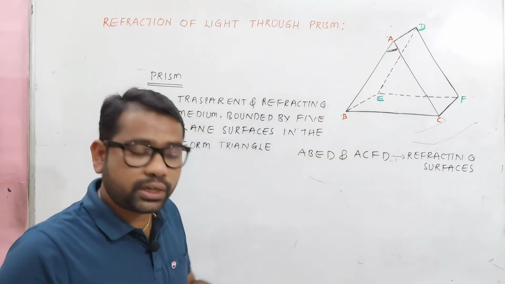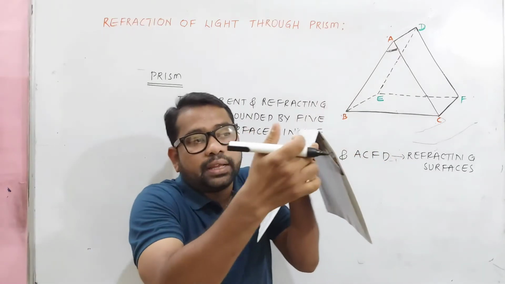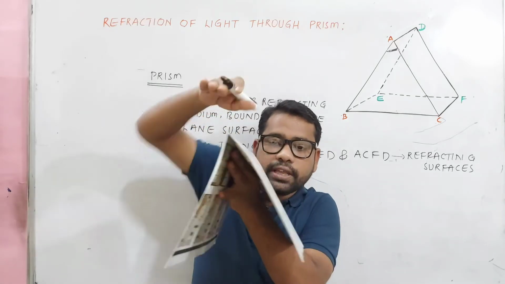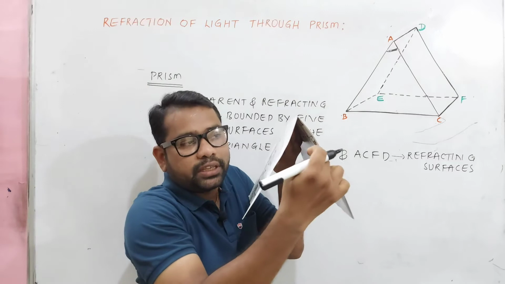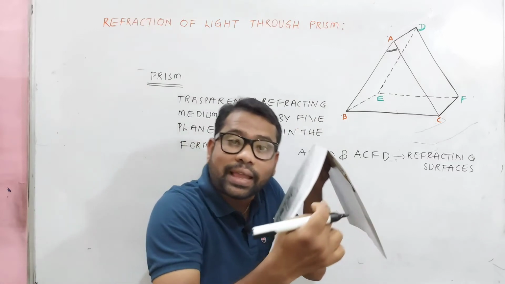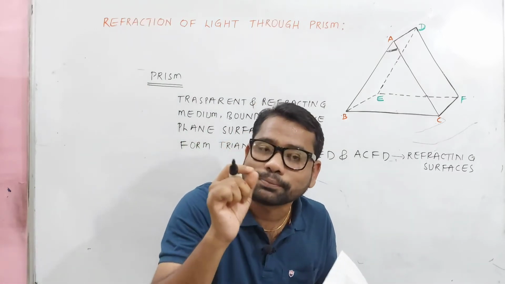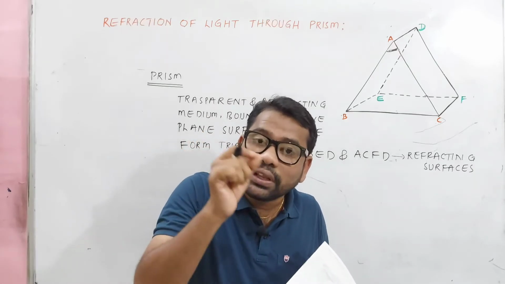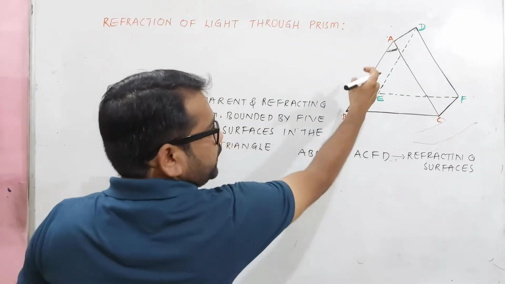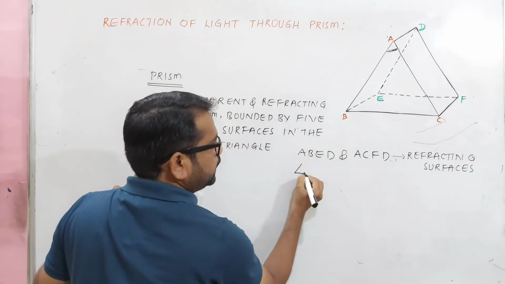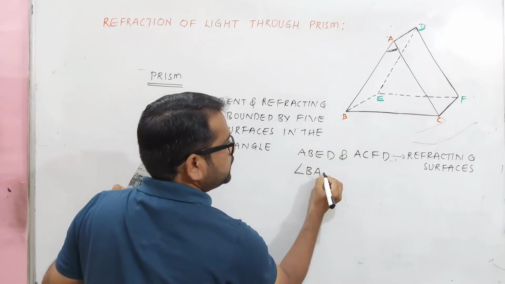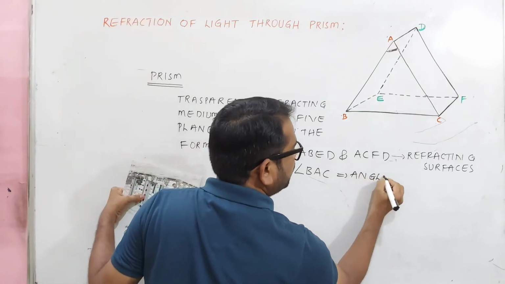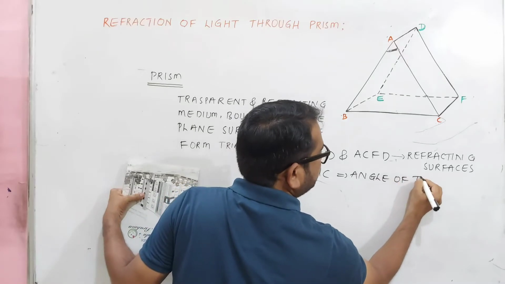If you can see, children, these 2 refracting surfaces are inclined at a certain angle. This is one refracting surface. Here is one more refracting surface. These 2 are inclined at an angle. This angle is called the angle of the prism. So what is the angle of the prism? The angle between 2 refracting surfaces. In this figure, angle BAC is called the angle of the prism.